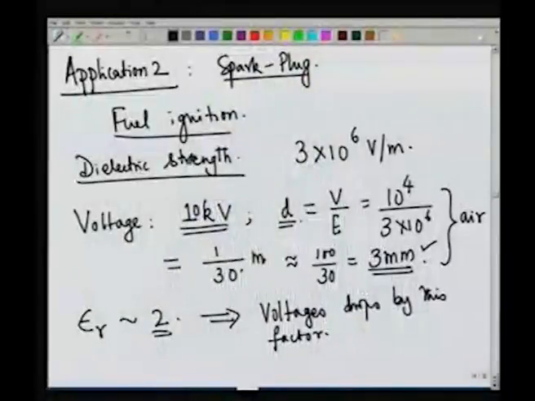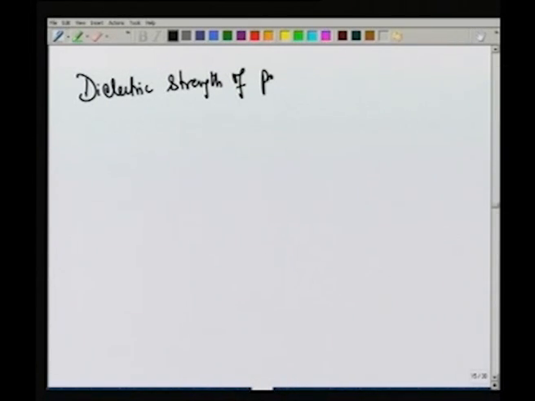There is yet another fact that we have to take in mind, and that is this expression for D, the gap in the spark plug, was obtained by looking at a number, 3 into 10 to the power of 6 volts per meter. But what is the dielectric strength of petrol? The dielectric strength of petrol is roughly 5 times the dielectric strength in air. So that is roughly, let us call it 15 into 10 to the power of 6 volts per meter.